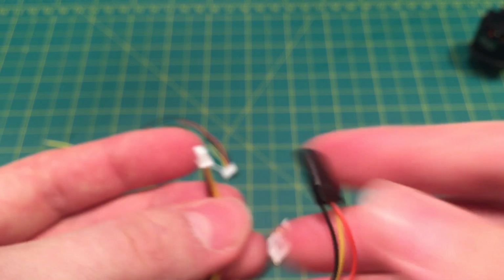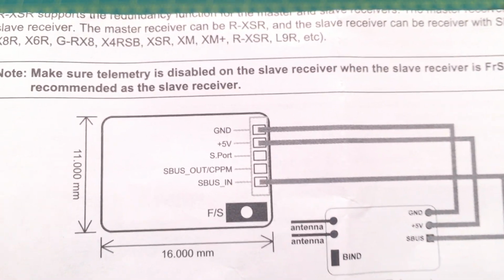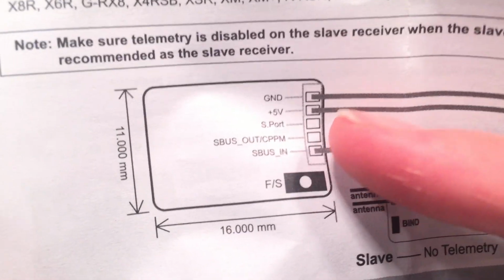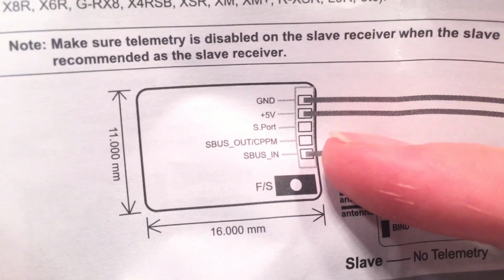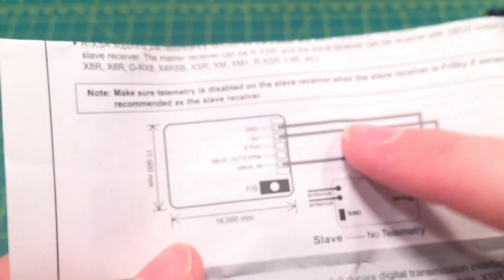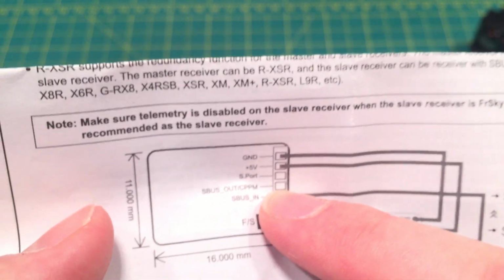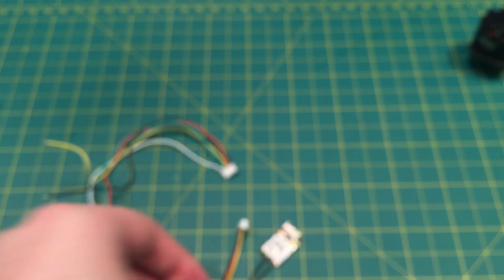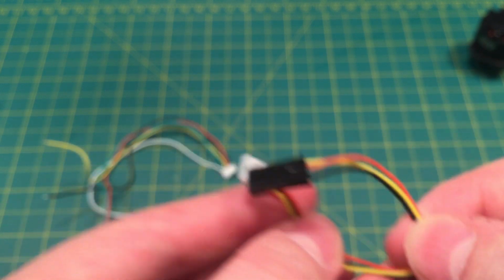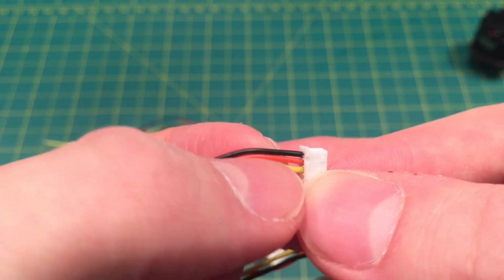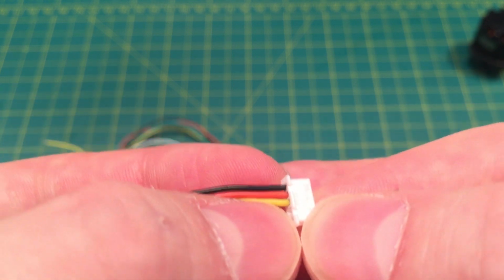Let me show you the diagram. Let's read the instructions. Okay, so as you can see, it's ground, 5-volt, S-port. Oh, now we're getting somewhere. S-port, what is that? Okay, so actually, the pin we need is S-bus out. That's what we need. There are a lot of people getting this, wiring it up with this cable, and it's not working because that's the S-port, that's not S-bus.